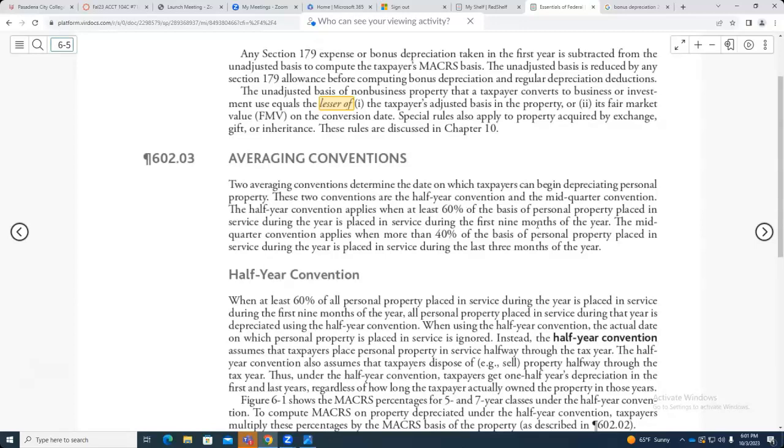So at least 60% of the properties that you purchased, like machinery, equipment, building, whatever, the cost, 60% of that, if it's placed in service during the first 9 months of the year, then you use half-year convention for all of them.